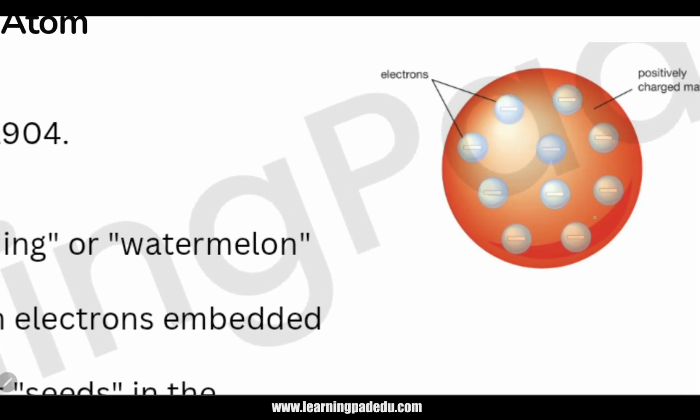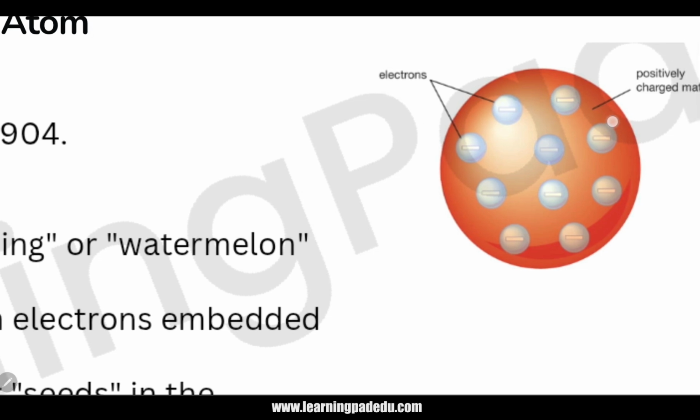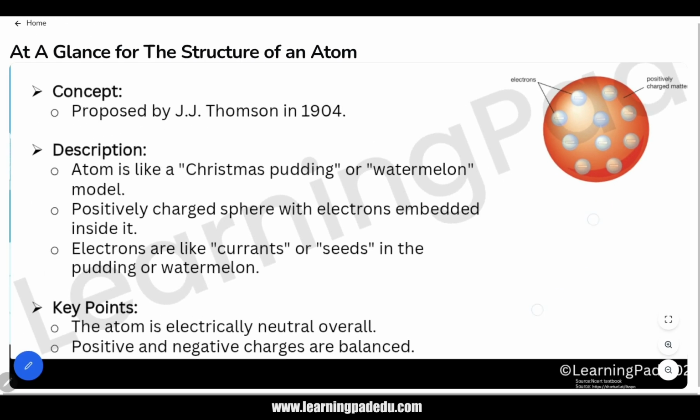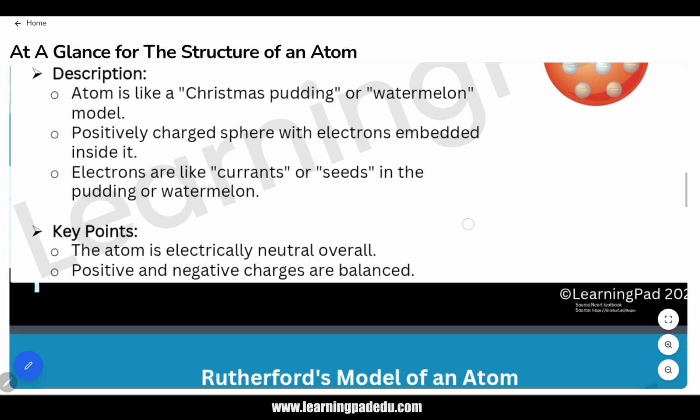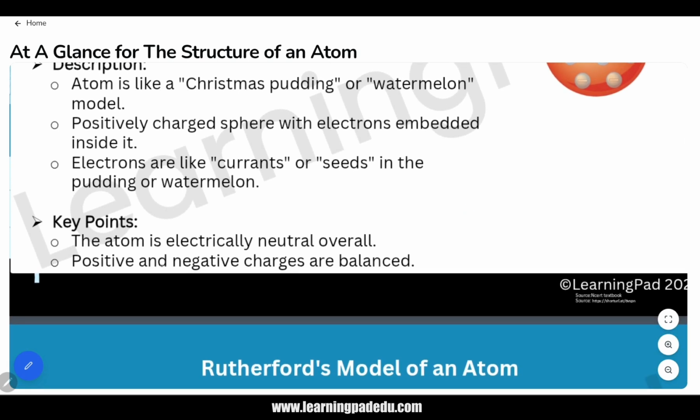You can see in this figure how electrons are shown, and the red part which is seen is the positive charge, and these charges you see are the electrons. Now, what are the key points of J.J. Thomson model? The atom is electrically neutral overall. Positive and negative charges are balanced.